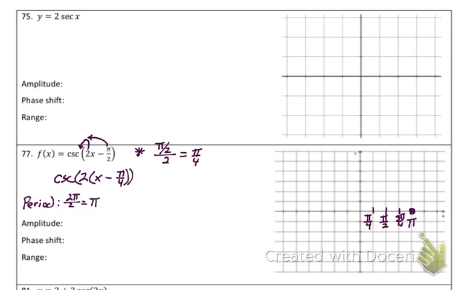Cosecant is going to be my sine, so I'm looking at sine. I didn't change my amplitude, so nothing's going to get stretched. I could expand this a little bit bigger, so it's going to be kind of a tiny graph on there, but that's fine. The only thing I'm doing is shifting it right pi over 4 units.